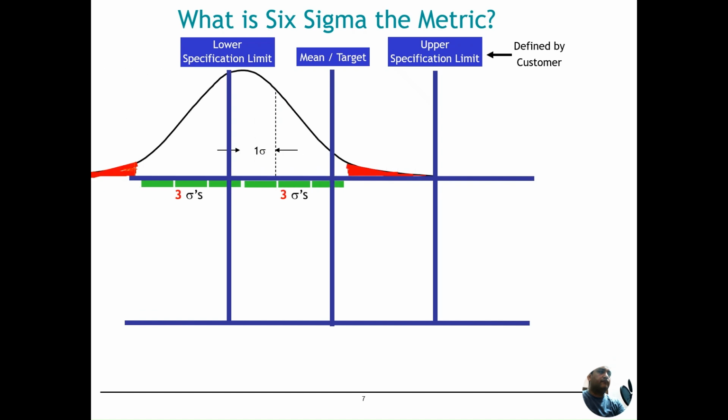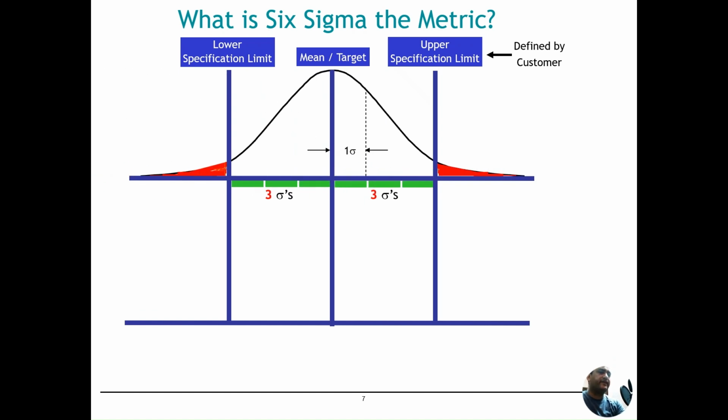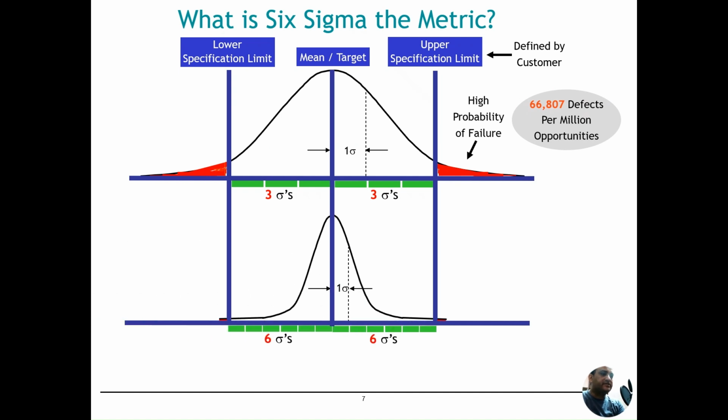Let us see what the Six Sigma metric is. It is all about variation. Look at the scenario. How many standard deviations are covered within the upper and lower limits? Here, in scenario A, only 3 standard deviations are covered between the lower and upper specification limits, and there is a good chance of creating defects, marked as red here. Whereas in scenario number 2, 6 standard deviations are covered within the lower and upper specification limits, and in this case the chance of making a defect is very low.